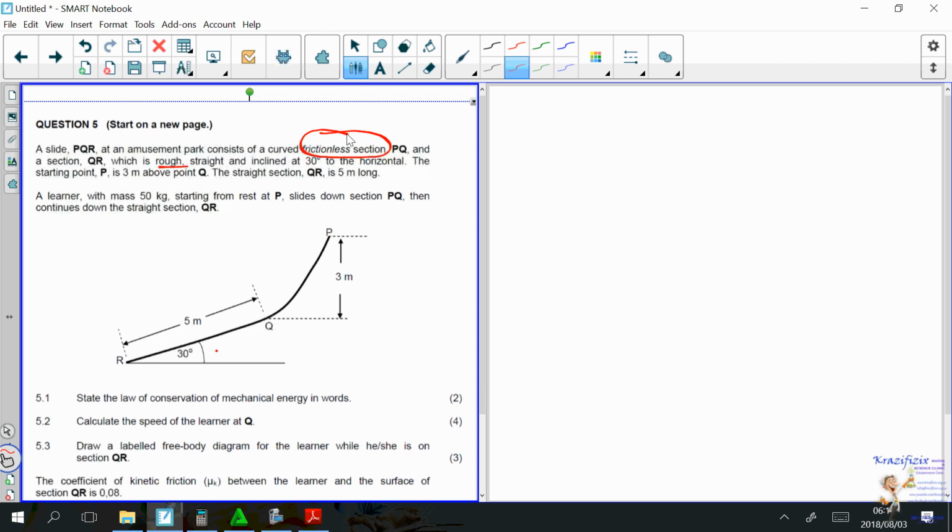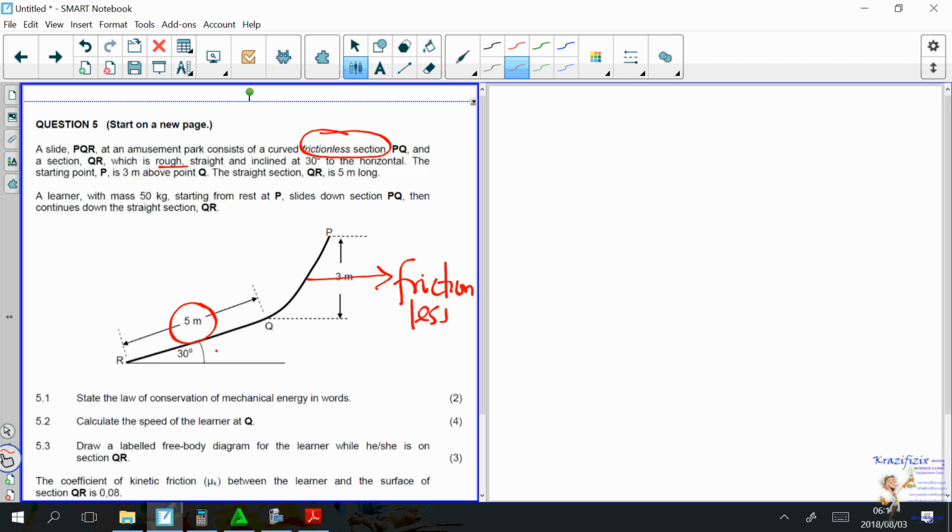Hold on. The question says a slide PQR consists of a frictionless section PQ. So here, what do we know? It is frictionless. Now, the starting point P is 3 meters above Q, and the straight section QR is 5 meters. I'm sure you can see the 5 meters here.